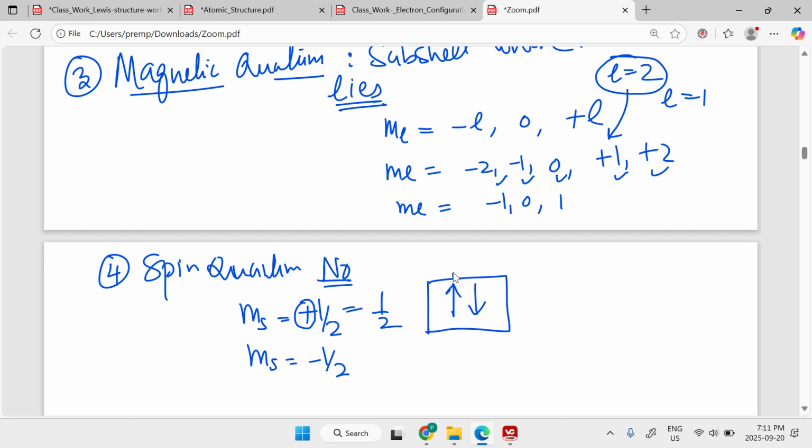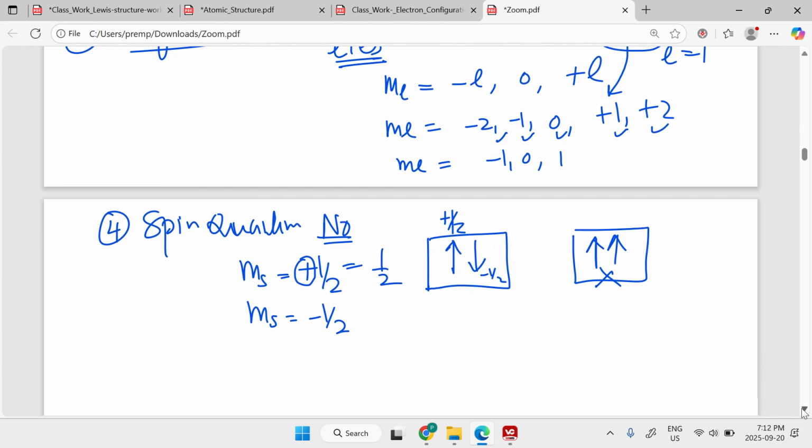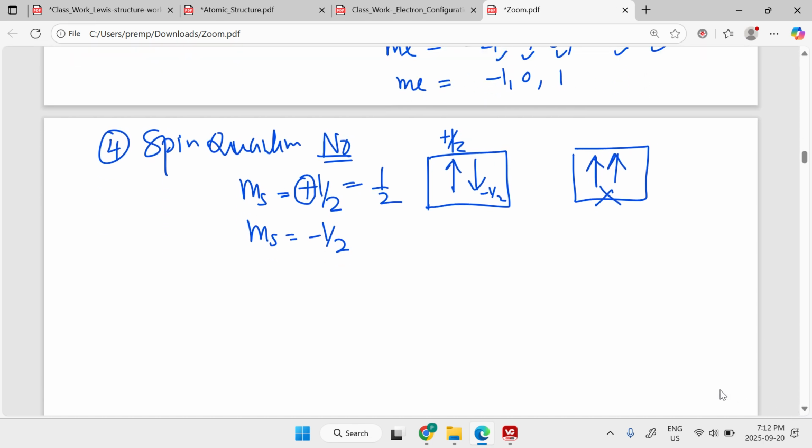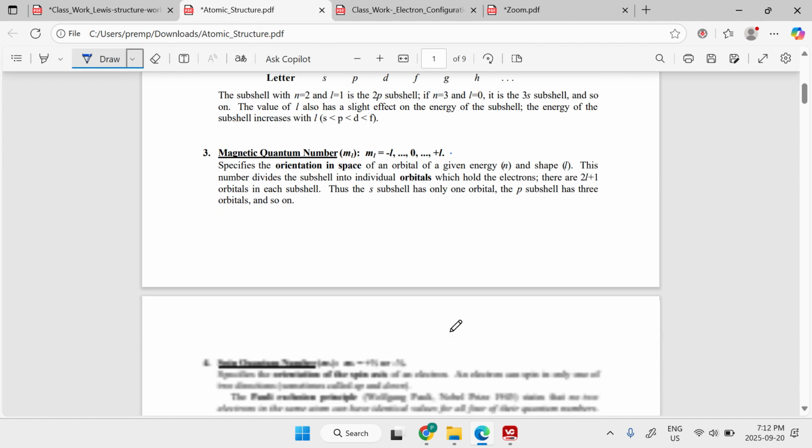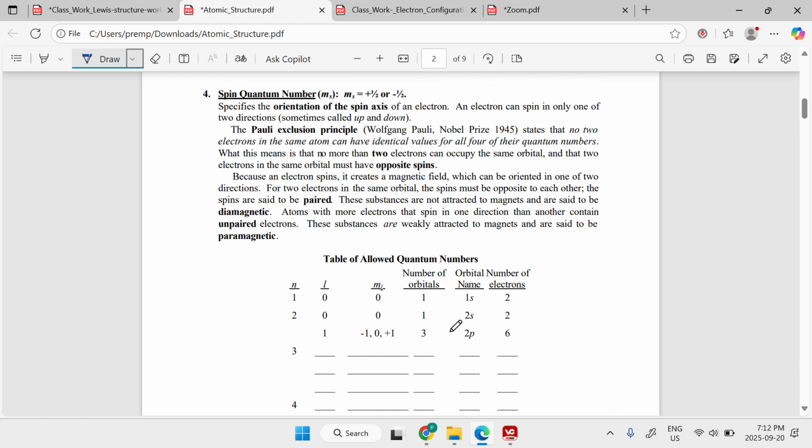For example, I assume that upper spin is plus half, that means lower spin is negative half. So in any subshell, we cannot have 2 electrons pointing in the same direction. It's wrong. They will be pointing in different directions, meaning they will have opposite spin. So these are the different values that help us to uniquely identify one electron. Now we will move further and talk about some principles of filling the electrons.